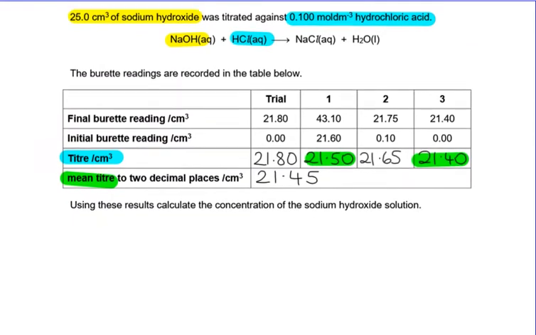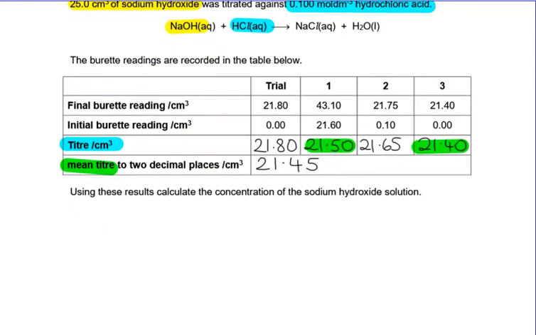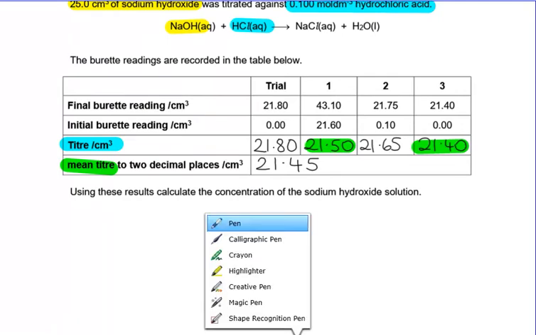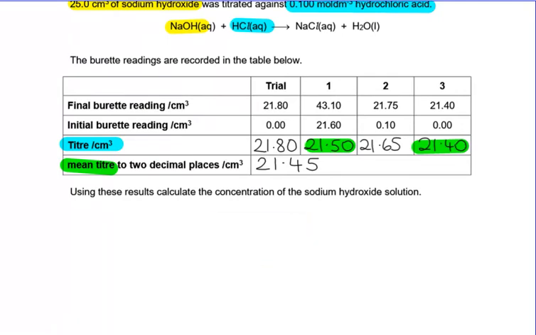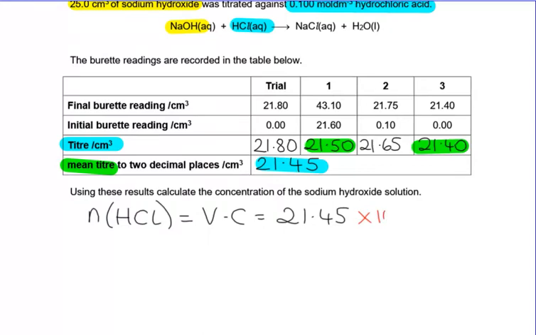So how would we use those results to calculate the concentration of sodium hydroxide? What do we have enough information about? So we now have a volume of hydrochloric acid as well as a concentration. So if we've got a volume and a concentration, we can work out moles of hydrochloric acid. So the volume is 21.45, but remember that must be converted to decimetres cubed, and the concentration is 0.1. So you can type that on your calculator and you can work out the number of moles.